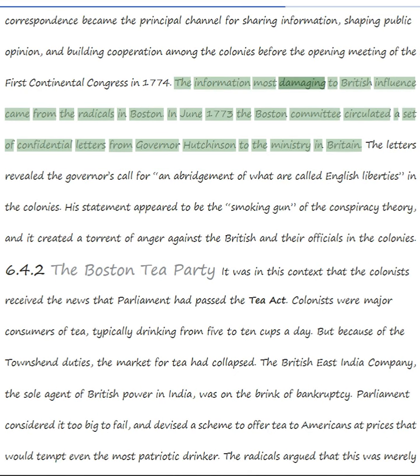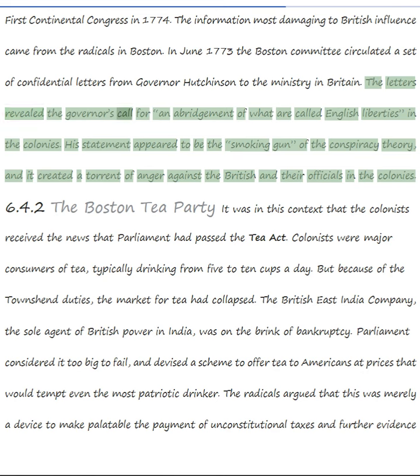The information most damaging to British influence came from the radicals in Boston. In June 1773, the Boston Committee circulated a set of confidential letters from Governor Hutchinson to the ministry in Britain. The letters revealed the governor's call for an abridgment of what are called English liberties in the colonies. His statement appeared to be the smoking gun of the conspiracy theory, and it created a torrent of anger against the British and their officials in the colonies.